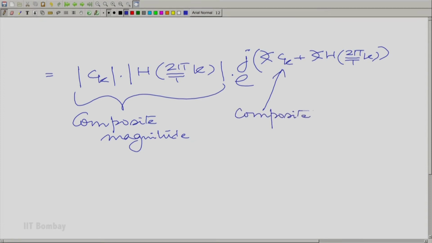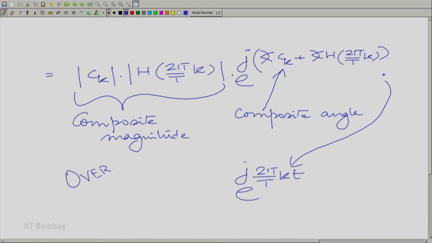This is the composite angle multiplied by a complex rotating number e raised to the power j 2 pi by T times kt. This is the composite overall output for the kth component. And of course, you can sum over all k. That is because the system is linear.